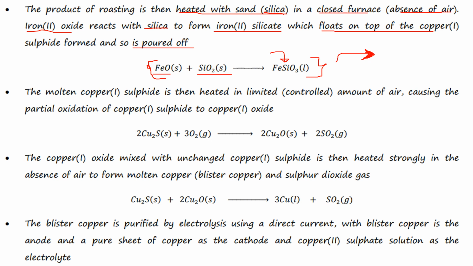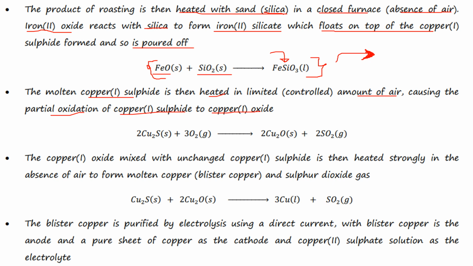So going to the next step, the molten copper 1 sulfide, it's molten because we have heated silica and iron oxide in absence of air. That means our copper 1 sulfide, which was formed, undergoes melting. So the molten copper 1 sulfide is going to be heated in a limited supply of oxygen or air, causing its partial oxidation. It's only partial oxidation because we are controlling the amount of air or oxygen being placed into the combustion tank.